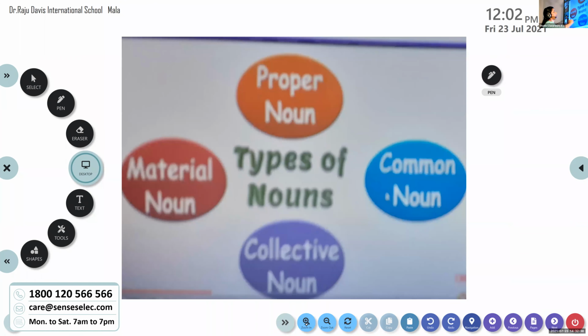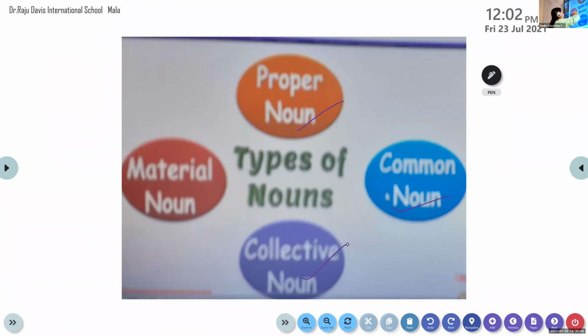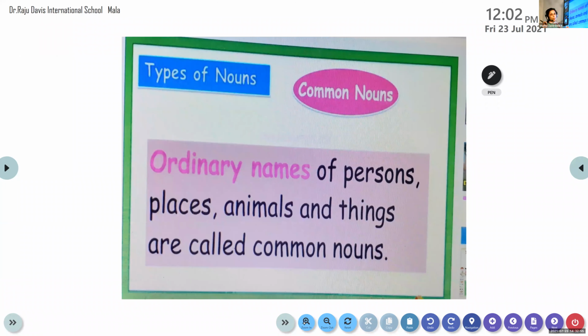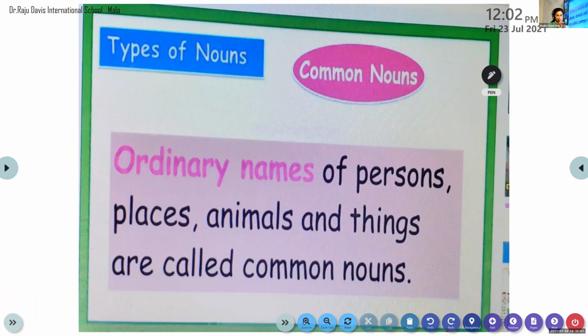We have learned about the different kinds of noun. We have learned about the common noun, proper noun, and the collective noun, also material noun. We have completed them. But for the periodical test, let us revise common noun, proper noun, and the collective noun. Material noun, we'll be doing later. So we know that a common noun is nothing but common names given to people, places, animals, and things of the same kind. Is that clear? Of the same kind, they are called common nouns.